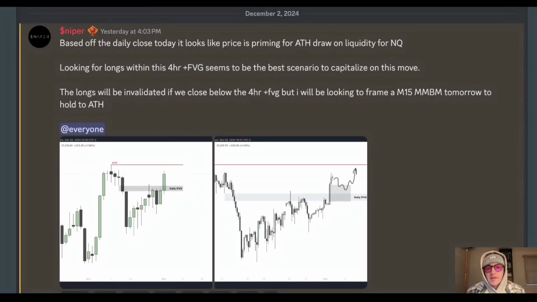So I sent this in my Discord yesterday, and I said, based off of the daily close today, it looks like price is priming for an all-time highs draw on liquidity for NASDAQ. Looking for longs within this 4-hour bullish fair value gap seems to be the best scenario to capitalize on this move. The longs will be invalidated if we close below the 4-hour bullish fair value gap. I'll be looking for an M15 market maker buy model tomorrow to hold to all-time highs.